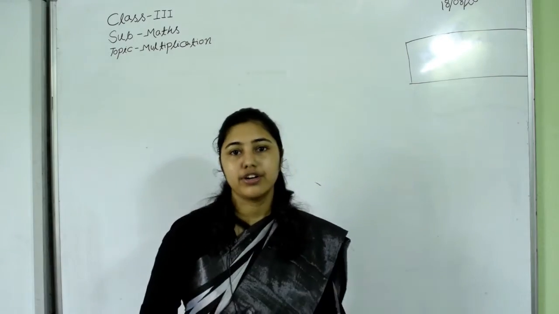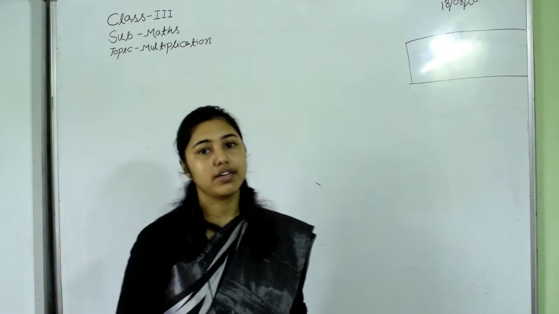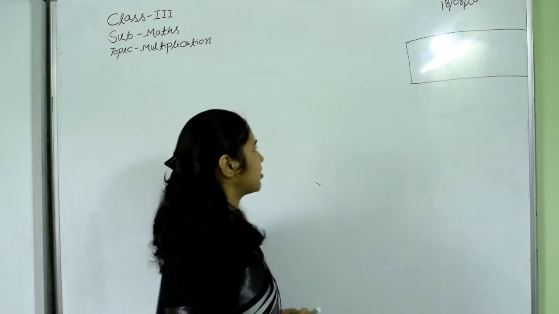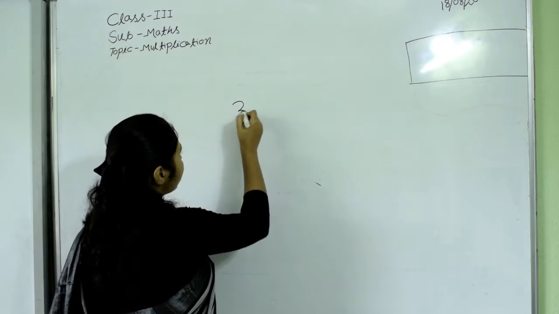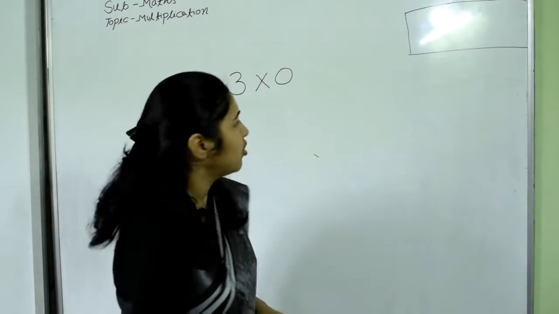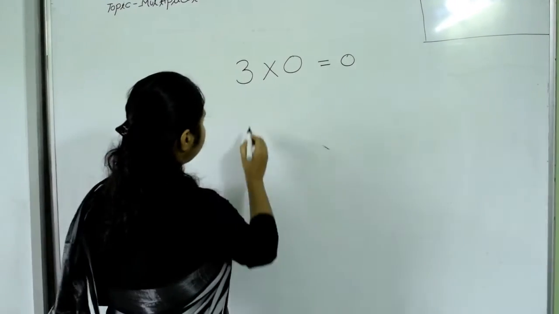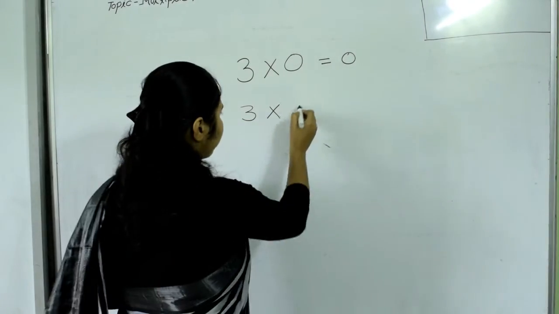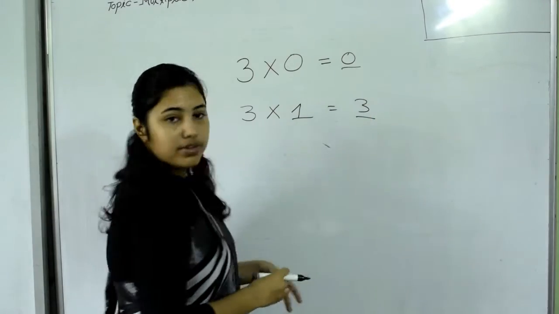So today we will learn how to multiply two-digit numbers. But before that, let me tell you some important facts. First, we know that if we multiply any number with 0, we will get 0, right? And if we multiply any number with 1, we will get the number itself, right?